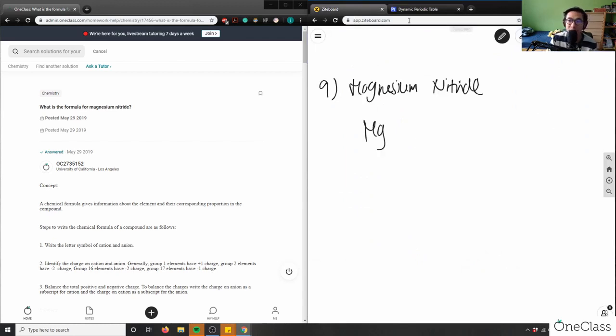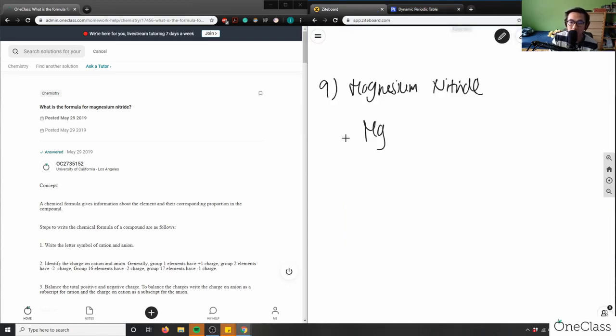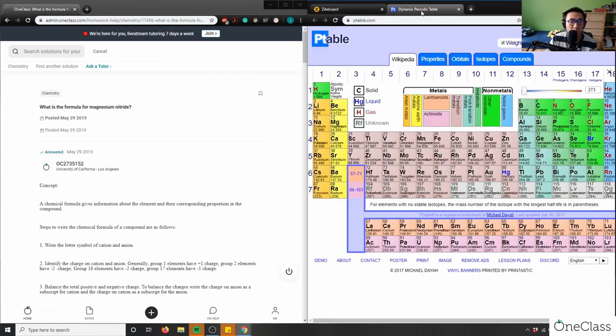And what's the charge of magnesium? Here, if it's in the second group, it has a 2+ charge, right? So magnesium is 2+. Nitride is simply a short form of nitrogen.